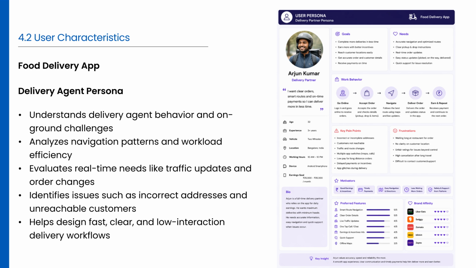Common challenges like incorrect addresses or unreachable customers are analyzed to identify gaps in the system. These insights help us design a solution that is fast, reliable, and easy to use in high-pressure situations, ensuring minimal interaction, clear guidance, and improved delivery efficiency. For example, during peak traffic hours, a lack of real-time navigation or clear address details can cause delays. By understanding this, we can introduce features like live traffic updates, one-tap calling, and clear delivery instructions to improve speed and overall delivery experience.